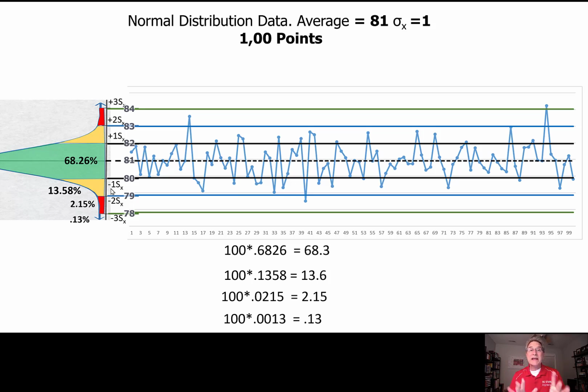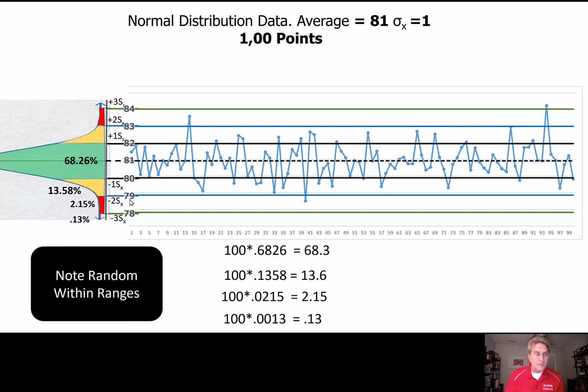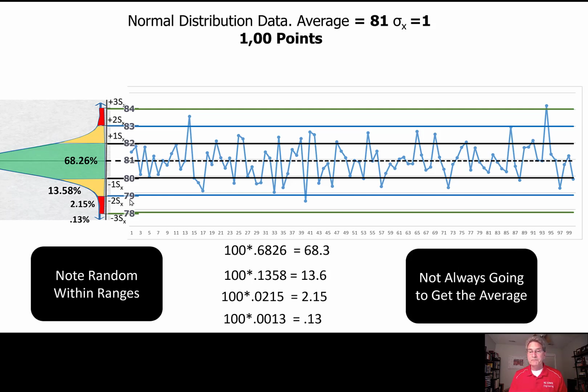Again, that's why I keep saying the mentality that the average gives you the whole picture is wrong. You have to understand the distribution and how much standard deviation you have to really get a good idea of what can I expect on this thing, to make the decision that I want to make. Okay, so note the randomness within the ranges I showed you, and I keep highlighting that idea: you're not always going to get the average.